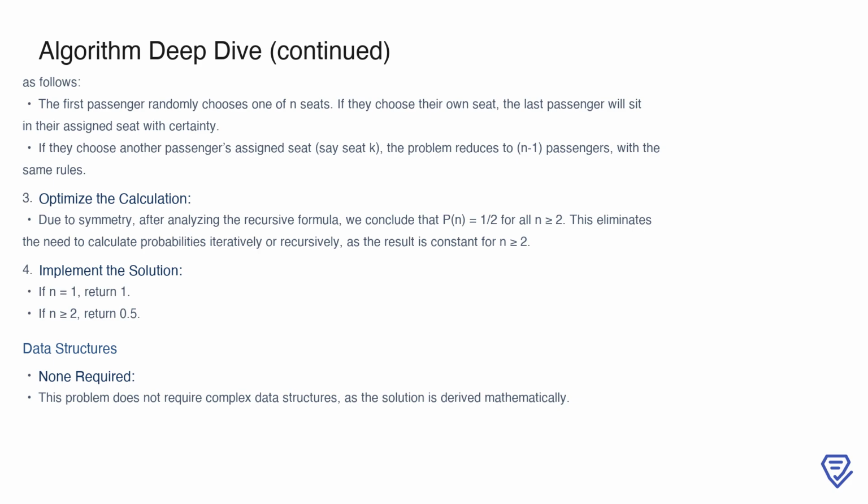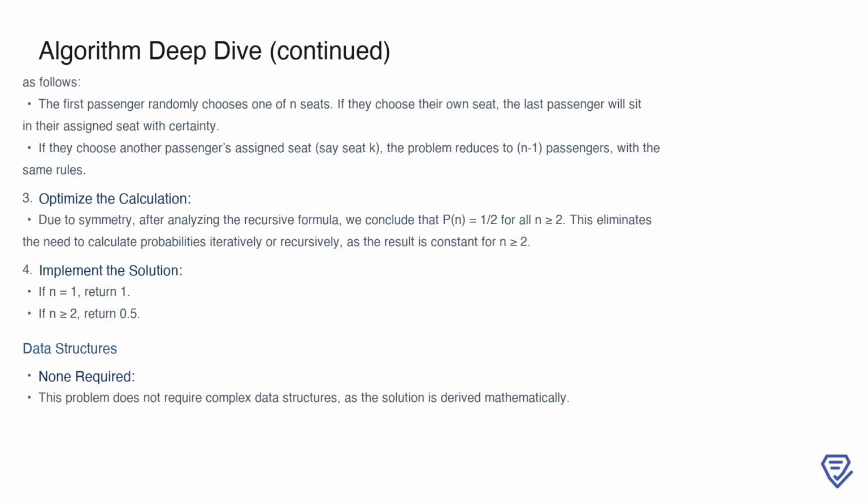To derive this result more intuitively, let's break it down further. The first passenger randomly chooses one of n seats. If they choose their own, the last passenger's seat remains untouched, and the probability that the last passenger sits in their assigned seat is 1.